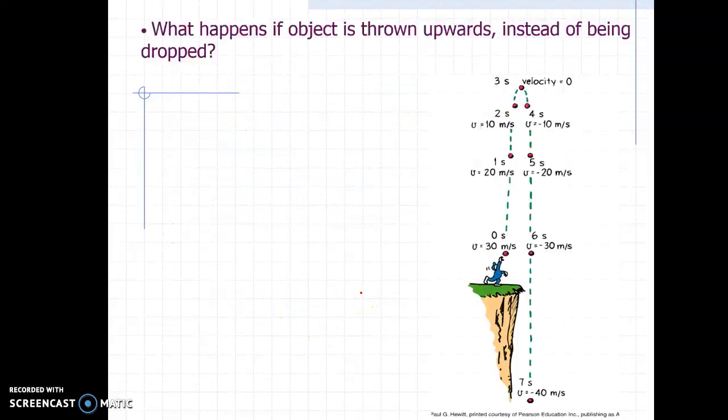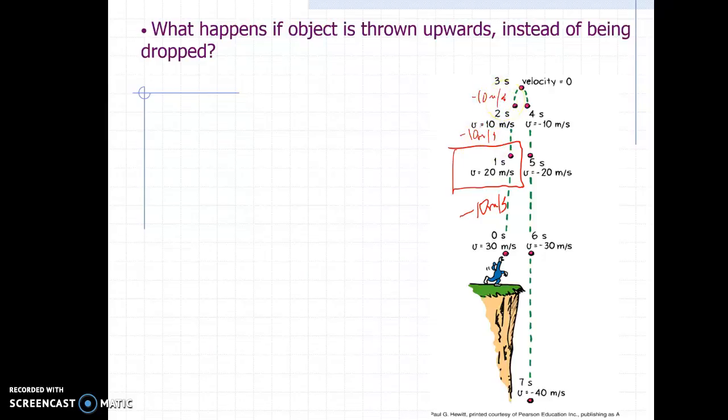We already wrote that. Okay, so what if I throw a ball up? If I throw a ball up into the air at 30 meters per second, at 0 seconds, it's going 30 meters per second. At 1 second, it's going 20 meters per second because it decreased in speed by 10 meters per second. Why? It's repelling gravity. Same thing here, minus 10 meters per second. Minus 10 meters per second.